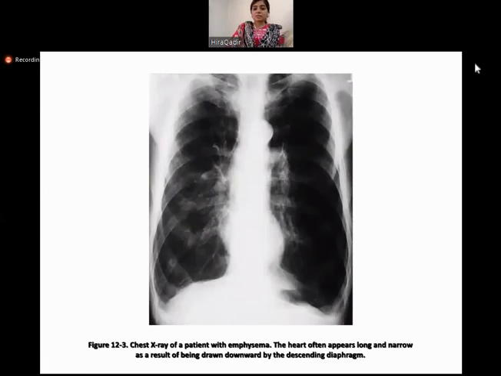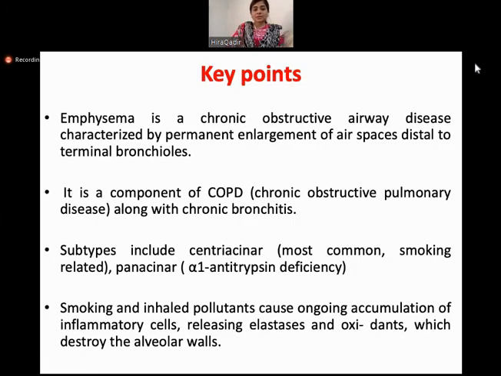So these are the chest X-ray, and now coming back to the key point. The key point is very important. The key point is what message you can take from the lecture, and then you go back and read your books.